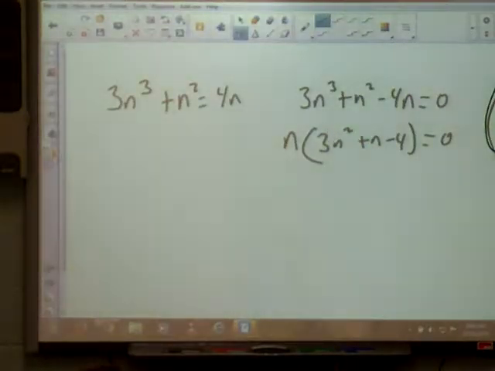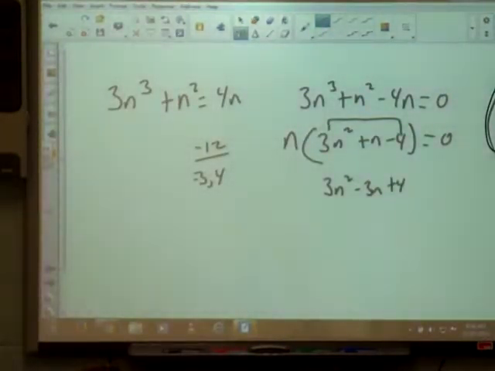So I would multiply, good. That would get me negative 12. What are the factors of negative 12 that add to 1? Negative 3 and 4. Good. Now, I don't get to just plug those factors in this time because that's a 3n squared. I have to do grouping. So 3n squared minus 3n plus 4n minus 4.